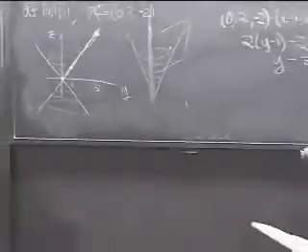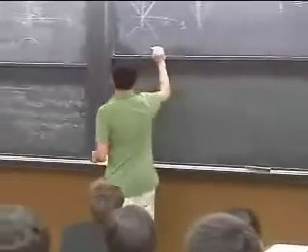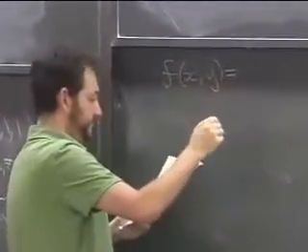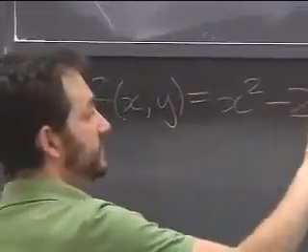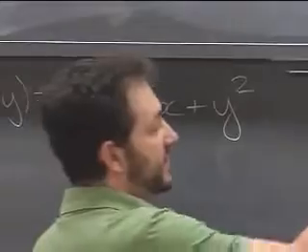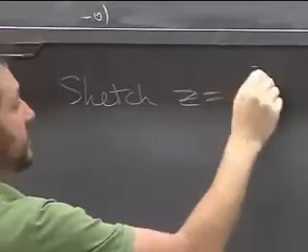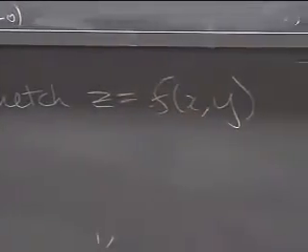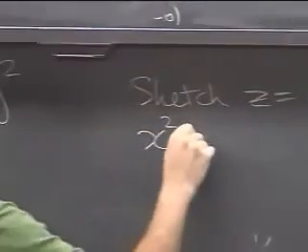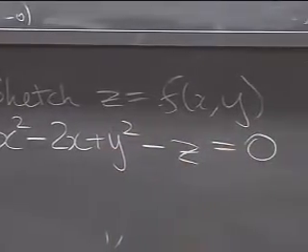Another problem on the same review sheet, these are all online by the way, this is from sheet number 4, says this. Here's a two-variable problem. Let f of x, y be the function x squared minus 2x plus y squared. So first part is to sketch the surface z equals f of x, y. All right, so how do we do that? Well, that's the same thing as saying x squared minus 2x plus y squared minus z equals 0.